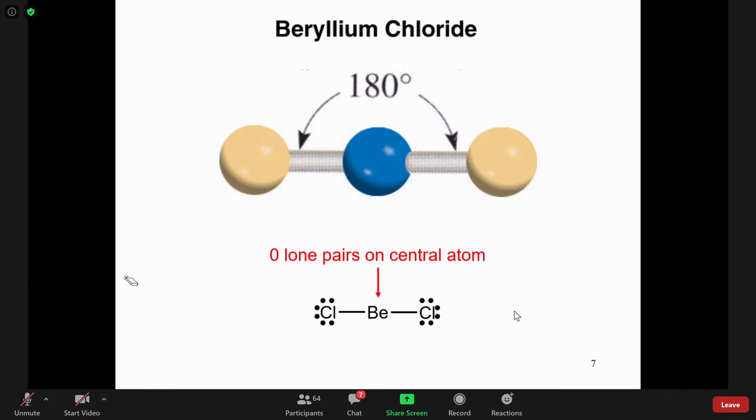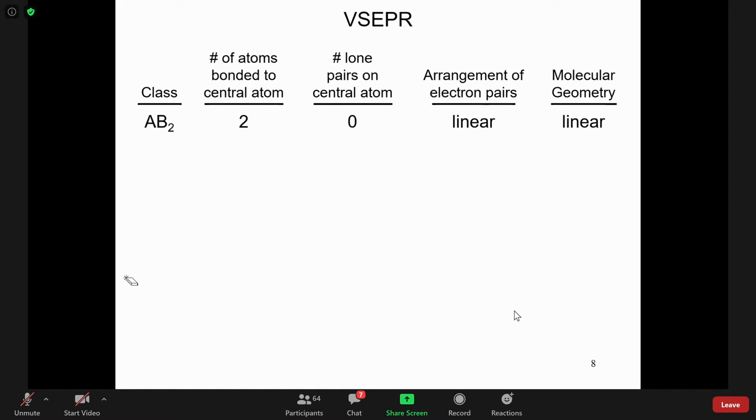Okay, next. Next class is AB3. So remember BF3, also an incomplete octet. So if we think about BF3, how many atoms do we have? Well, we're told right here we have 3 atoms bonded to the central atom. By definition, when we're considering a molecule like BF3, there's going to be 0 lone pairs on the central atom.